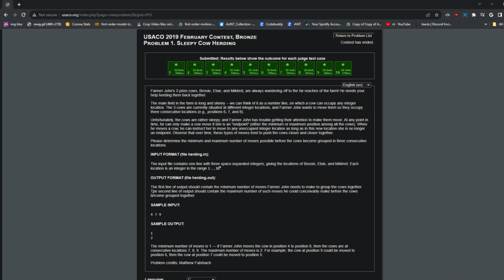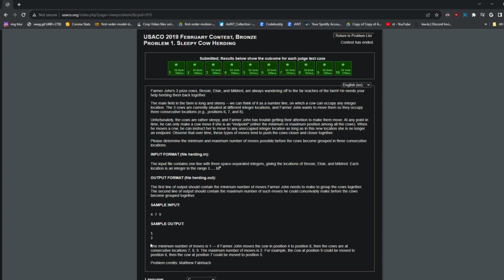And the output is basically just the minimum number of moves that Farmer John needs to make to group the cows together. And the second line of output should contain the maximum number of moves he could conceivably make before the cows become grouped together. In other words, we need to find the minimum number of moves to make them consecutive and the maximum amount of moves to make them consecutive.